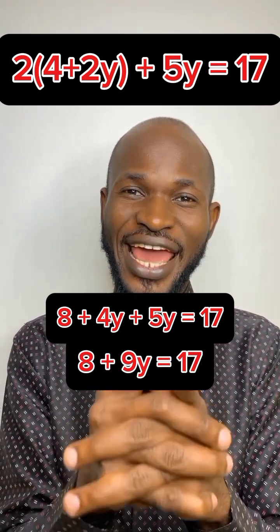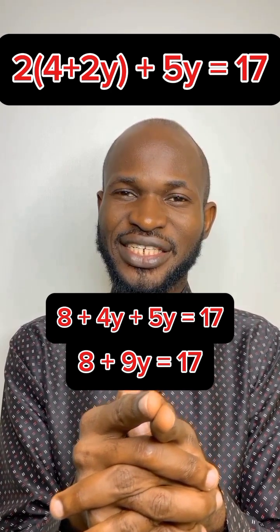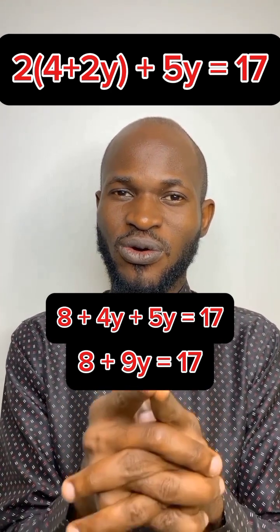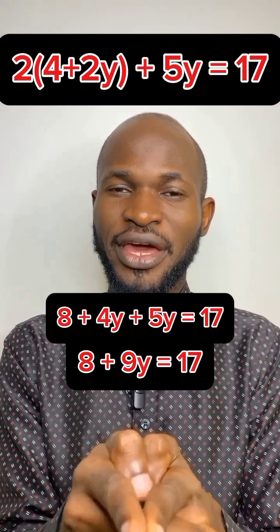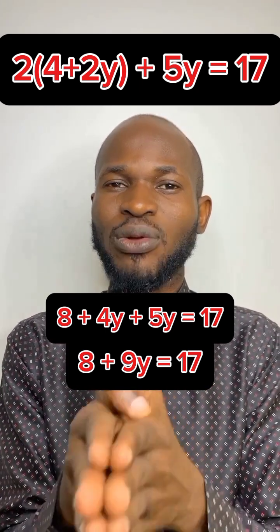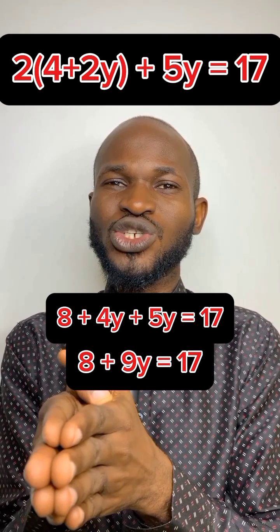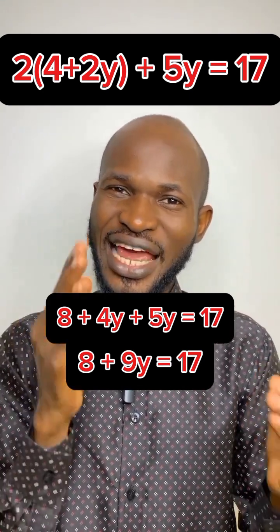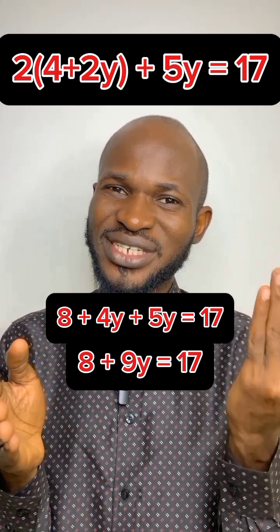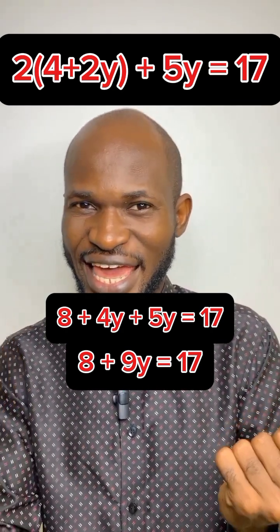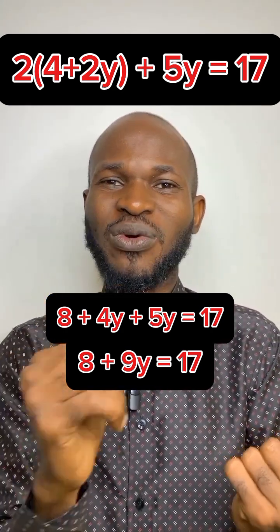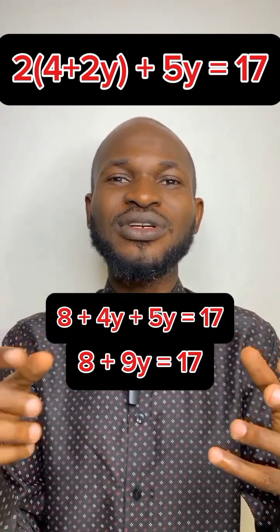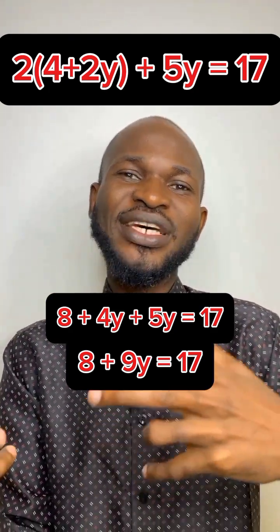Meanwhile, you have 8 also with them there. So you have 8 plus 9y is equal to 17. At this point, you can now take 8 to the other side of the equation.